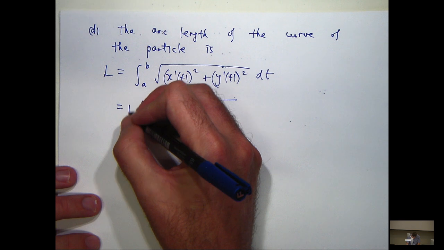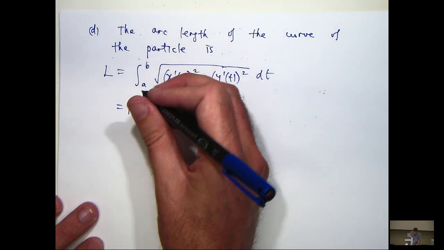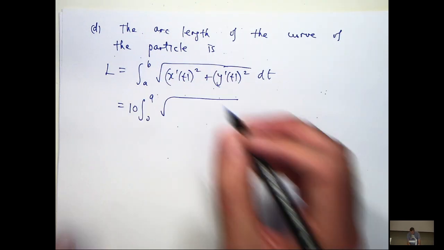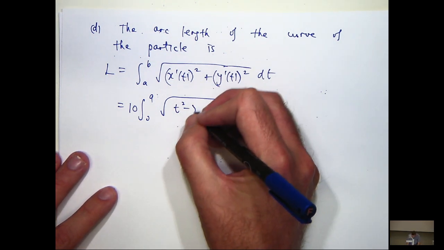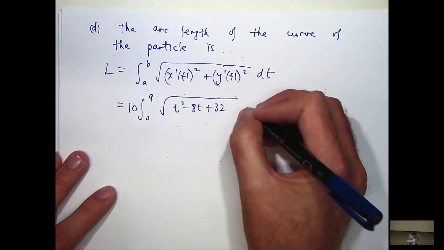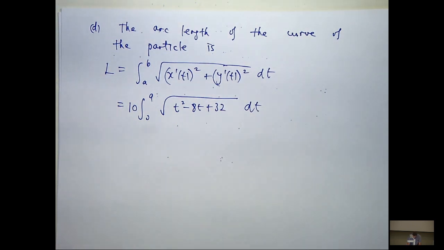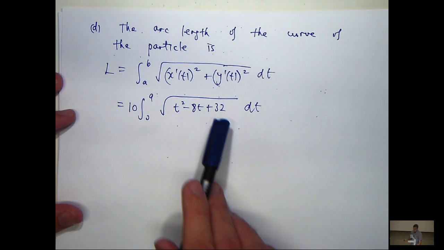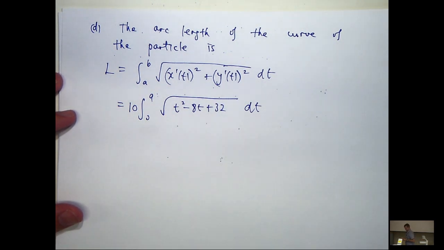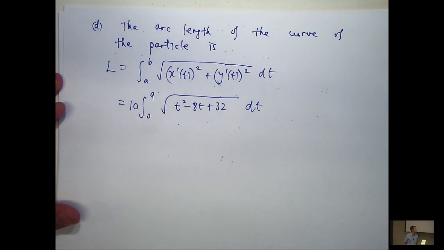So it's going to be the integral of 10 t squared minus 8t plus 32 dt. Now, we don't have a perfect square in here. And the nasty thing is it's a quadratic. So I'm a little confused now.